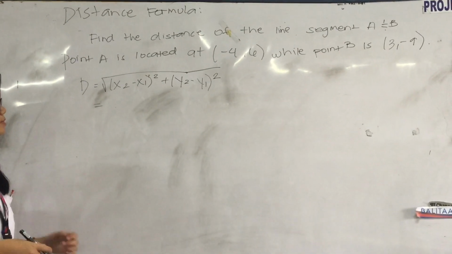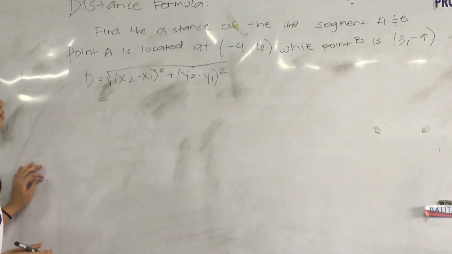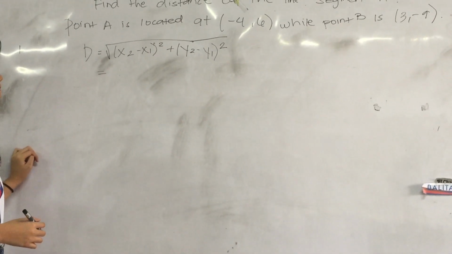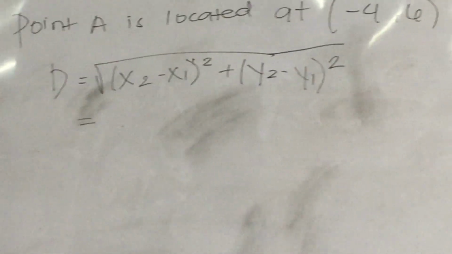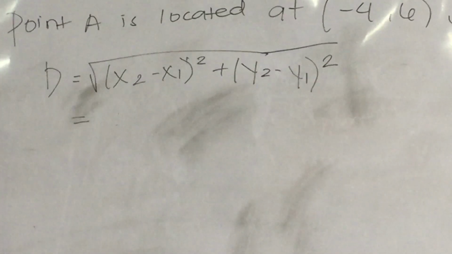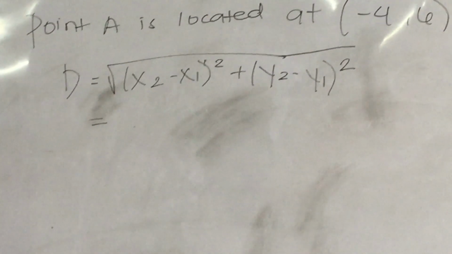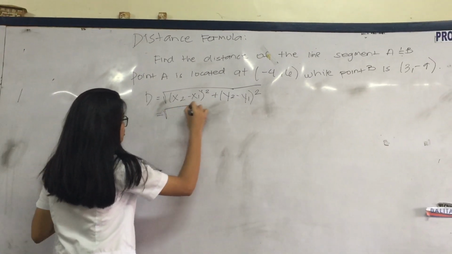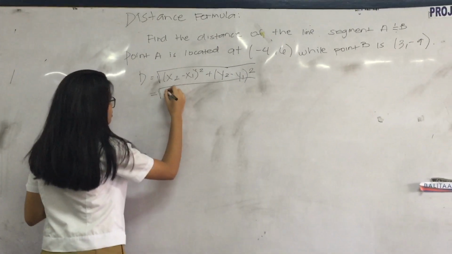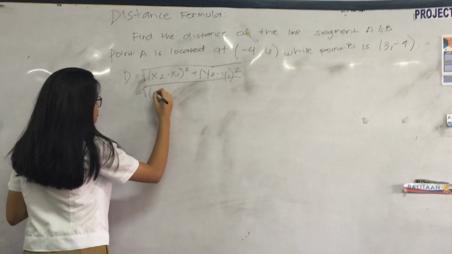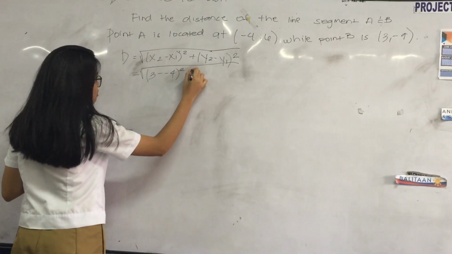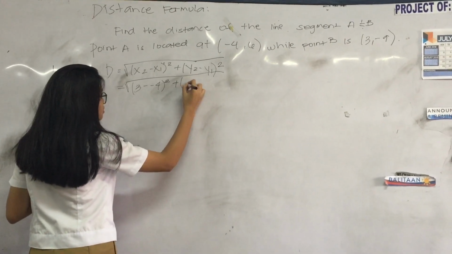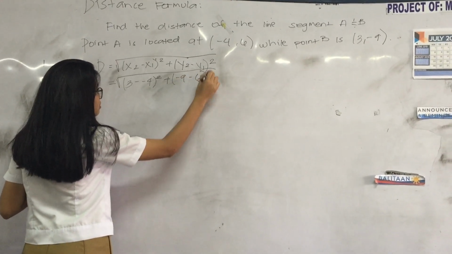Distance formula. Find the distance of the line segment A and B. Point A is located at negative 4, 6, while point B is located at 3, negative 9. So the formula for distance is D is equal to the square root of x sub 2 minus x sub 1 squared plus y sub 2 minus y sub 1 squared. You need to substitute the values. So D is equal to the square root of 3 minus negative 4 squared plus negative 9 minus 6 squared.